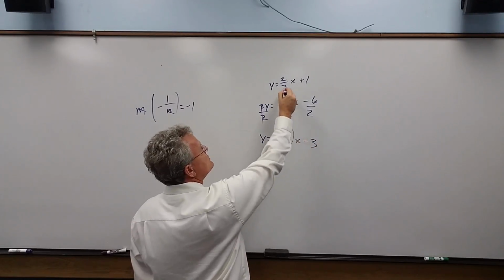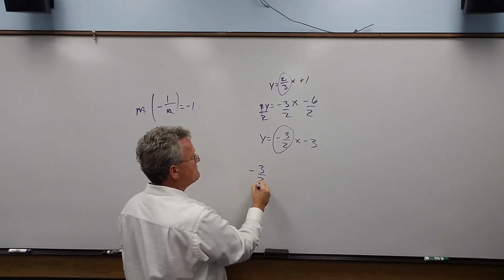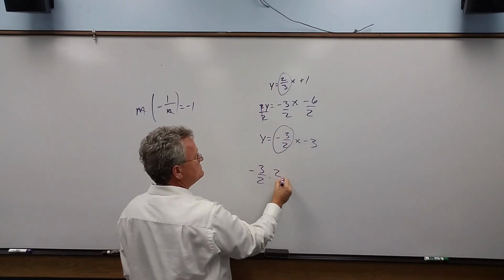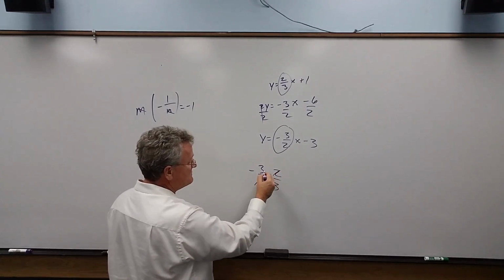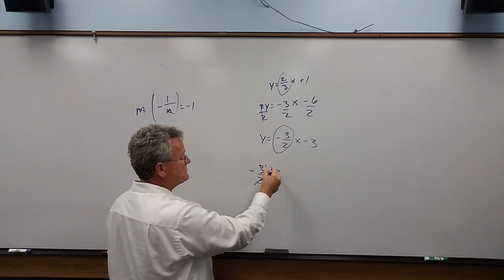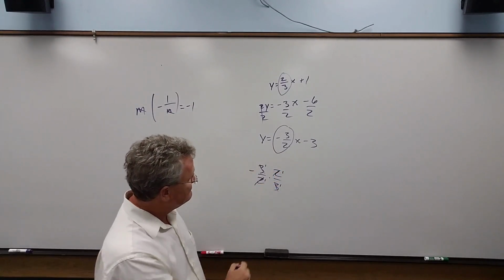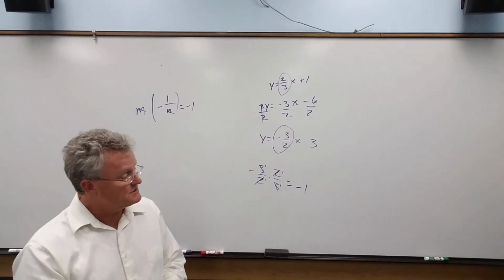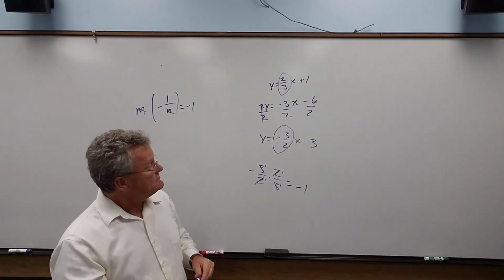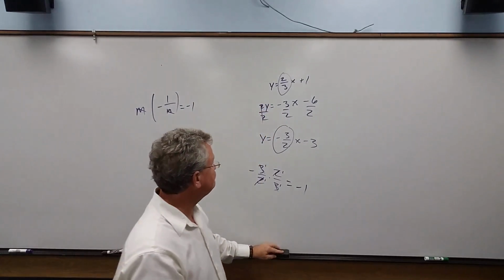So here are the two slopes. If we multiply them, -3 over 2 times 2 over 3, we see that the 2's and the 3's cancel, and again there's really 1's left when we cancel, and we get -1. Because the product of the two slopes is -1, the graphs of these two equations are perpendicular.